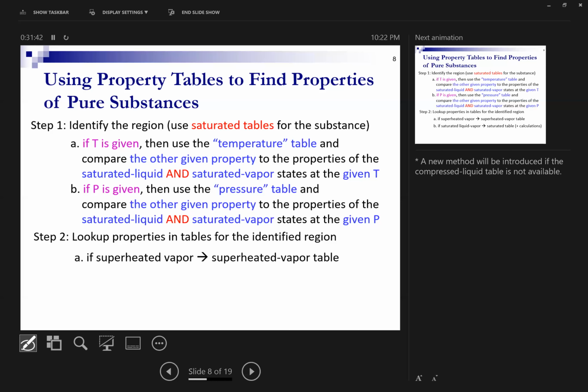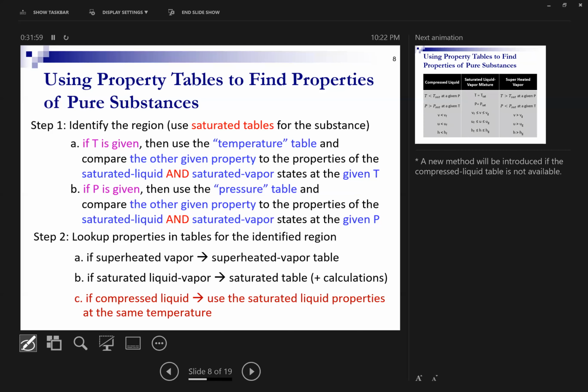If I have superheated vapor, I'll look at the superheated vapor table. If I have a saturated liquid-vapor mixture, which means I'm in between the two saturation conditions, then I will use the saturated table, and for that I need to do some calculations. If I have compressed liquid, then I'm going to use the saturated liquid tables, if I have those tables.